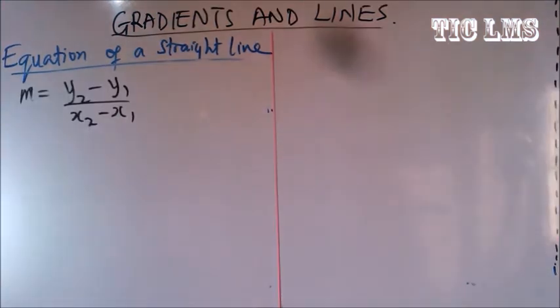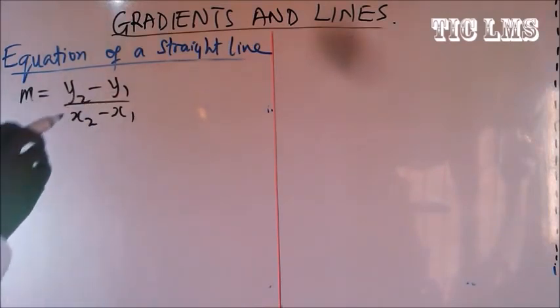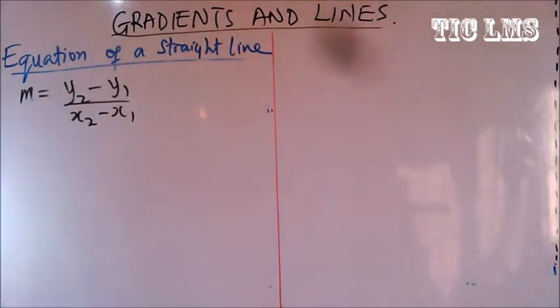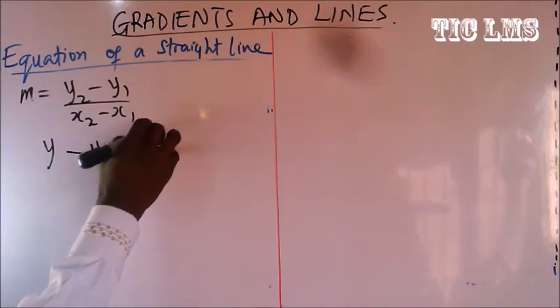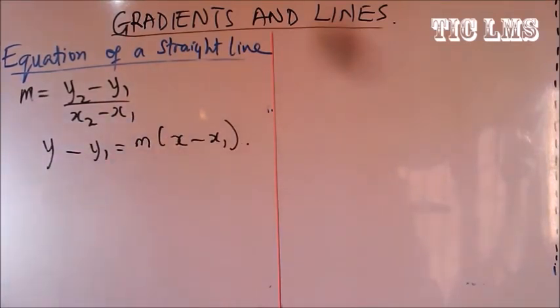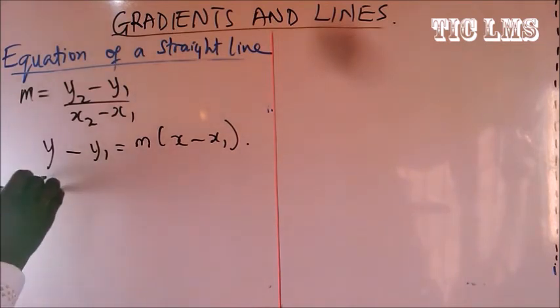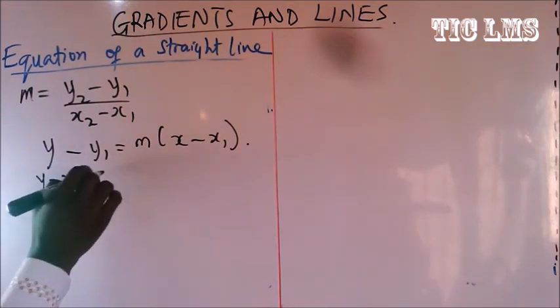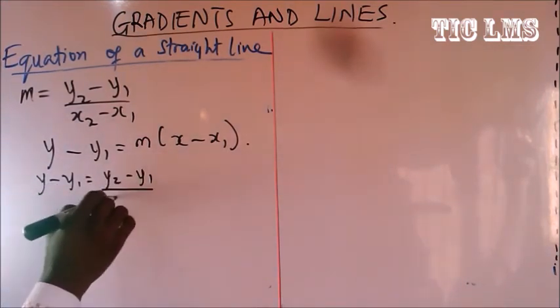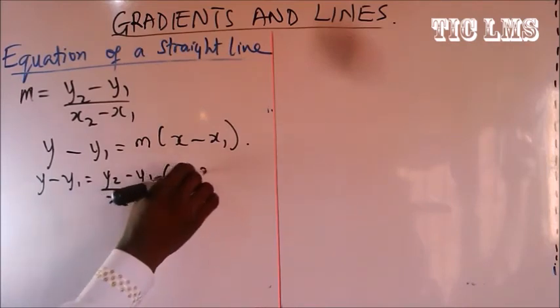Alright, so still on deriving the equation where we have 2 points. We have m equal to y2 minus y1 over x2 minus x1. And don't forget that for a line passing through one point with a gradient, the equation is y minus y1 equal to m into bracket x minus x1. So deriving the third one, we substitute this for m. So we have y minus y1 equal to y2 minus y1 over x2 minus x1 times bracket x minus x1.